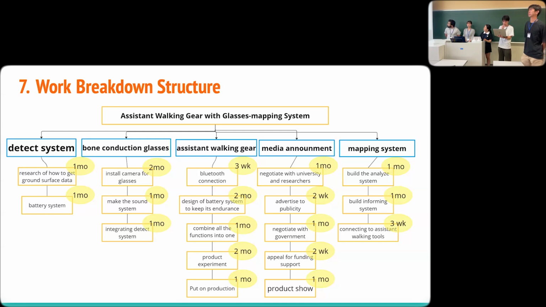And also, we will develop assistant walking gear. This gear can directly help a person walking. Then this work has 5 tasks. And fourth, media announcement. We have 5 tasks. And about the mapping system, this is the system which shows dangerous zones for walking on the map, and also sends the data to the walking gear. This has 3 tasks.